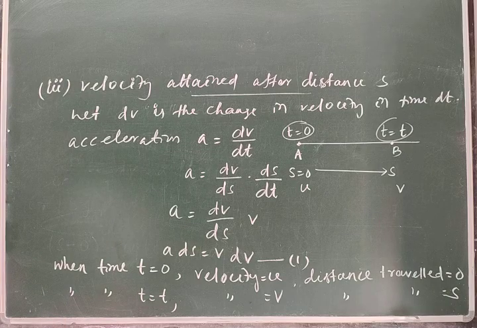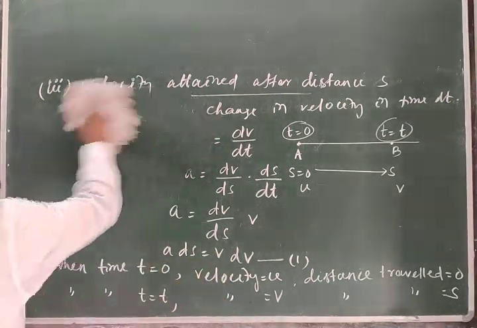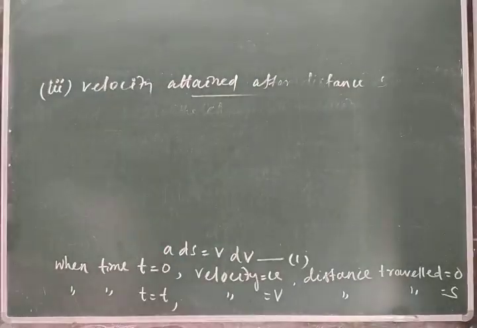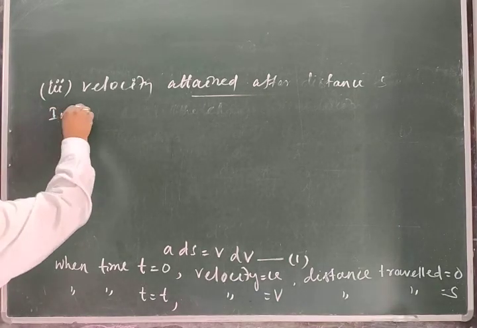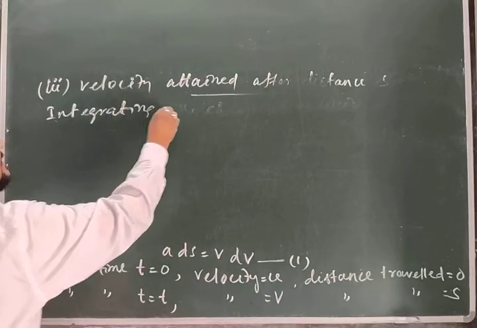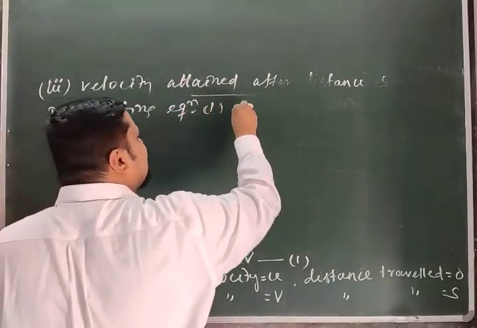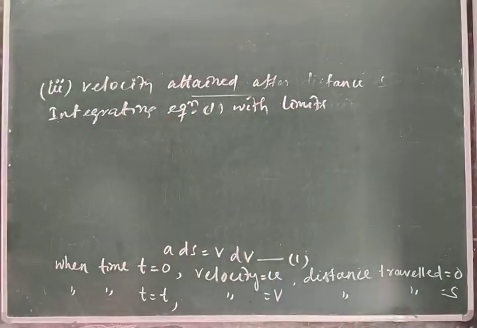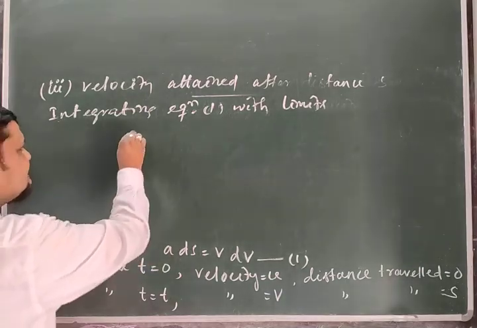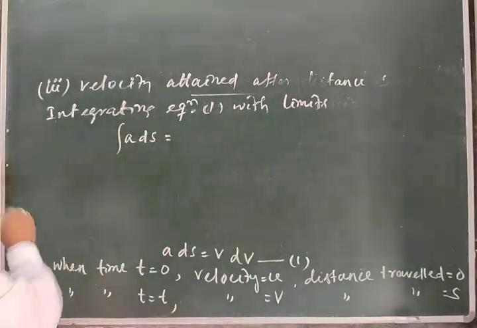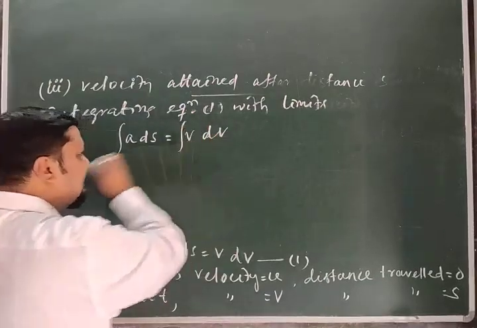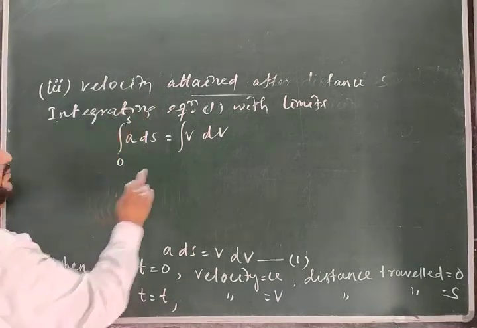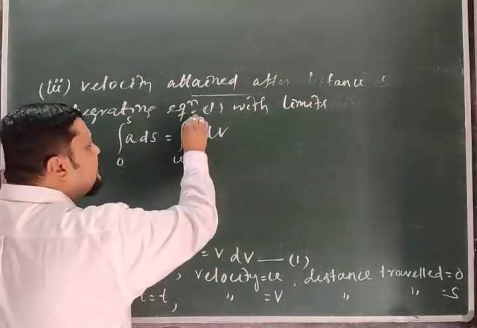Now integrating both sides of equation 1 with proper limits. Let me write: integrate a ds is equal to integrate v dv with limits. Now put the limits here. ds is changing from 0 to s. When ds changes from 0 to s, how much does v change? v changes from u to v.